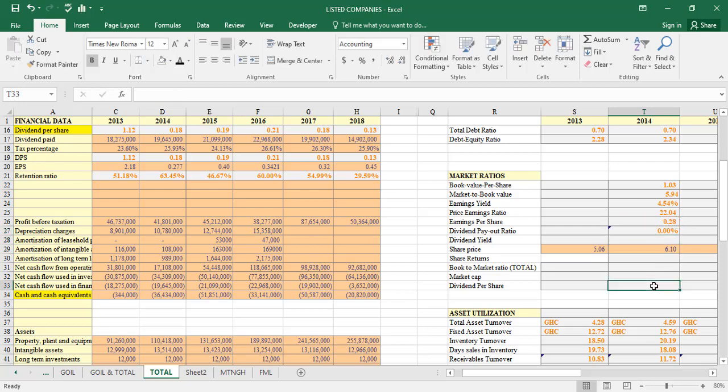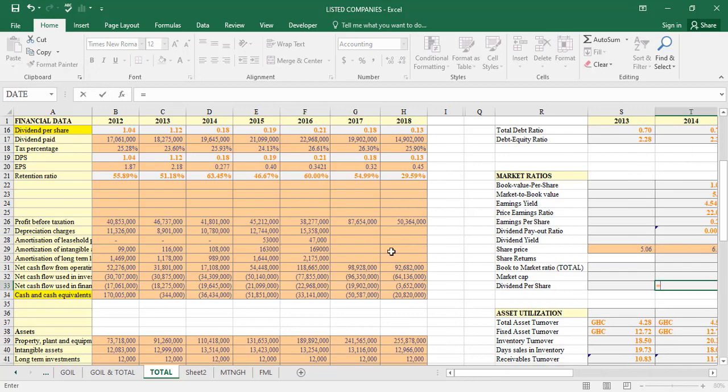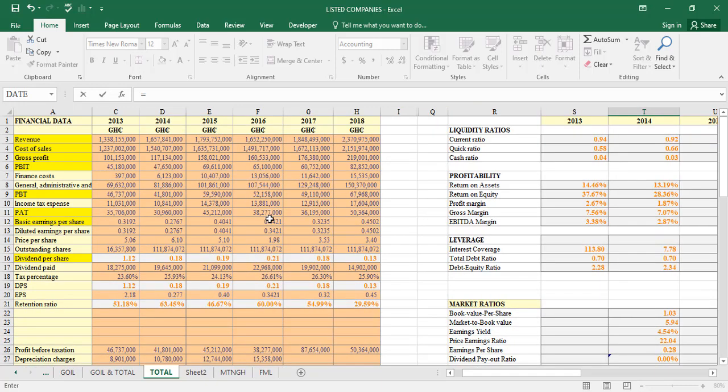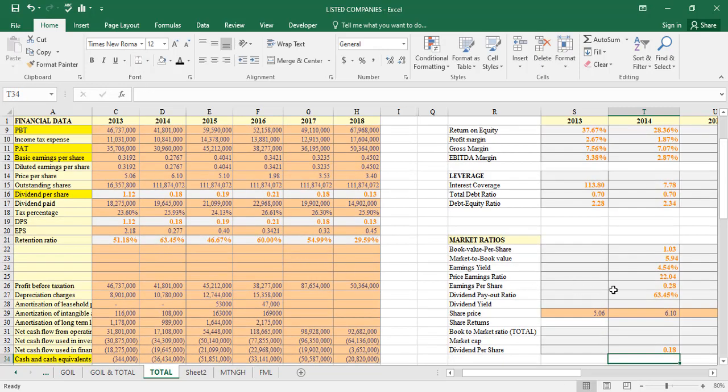Now let's work on our dividend per share. So the dividend per share represents how much dividend each shareholder is to receive. So we have the total amount of dividend paid in 2014, divided by the amount of outstanding shares. Okay, so this gives us a dividend payout ratio of 63.45%.